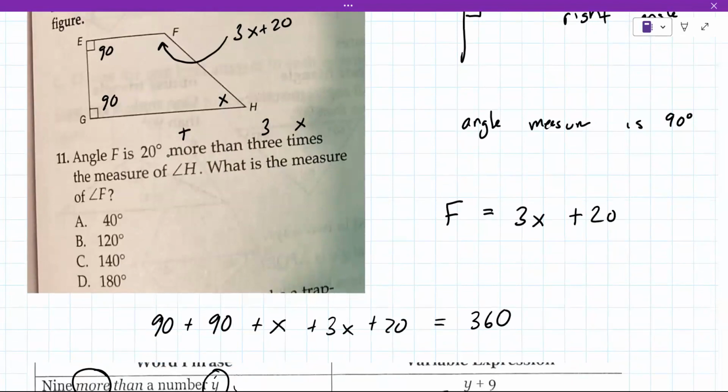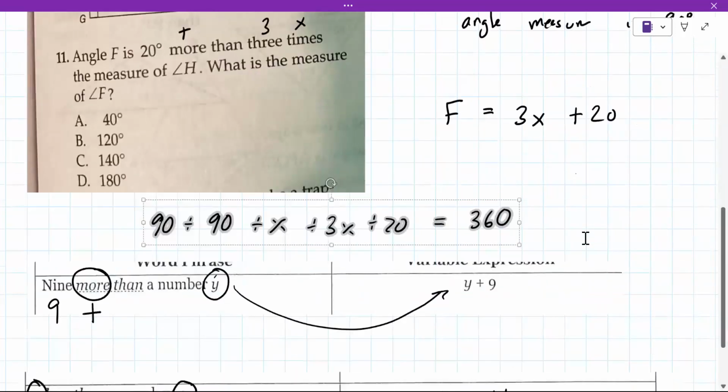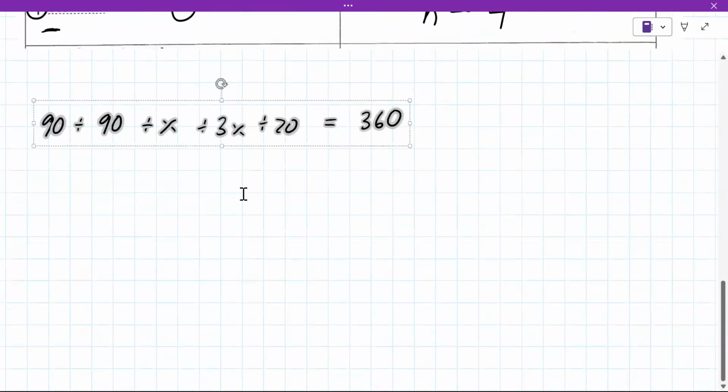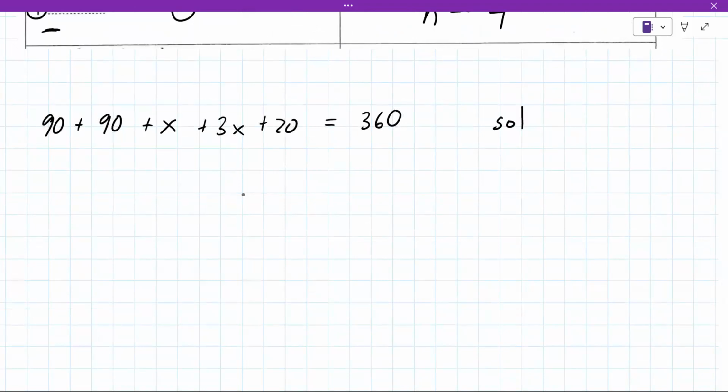So is every angle 90? No, just these two. We don't know the other ones. We have to solve for x in this equation. So I'm just going to grab this equation and bring it down to work on. Our goal is to solve for x.